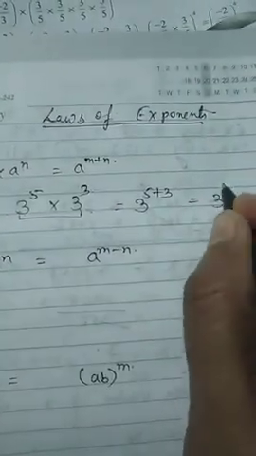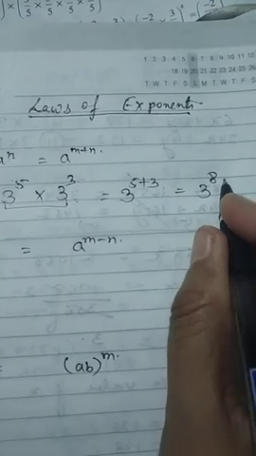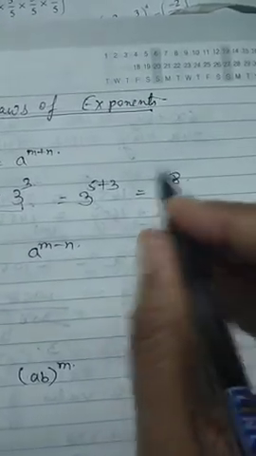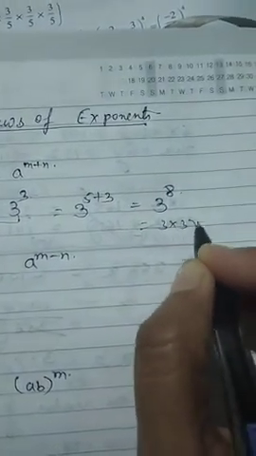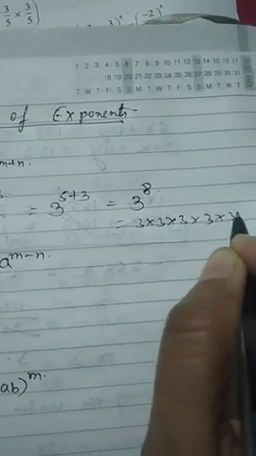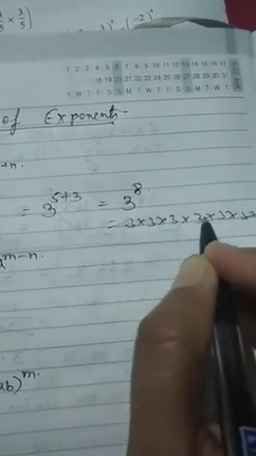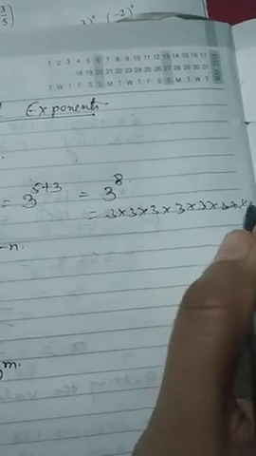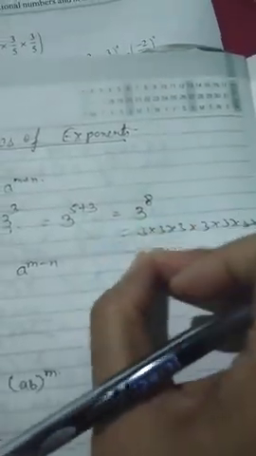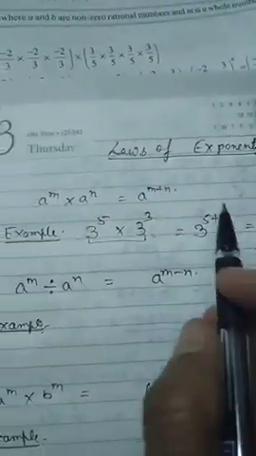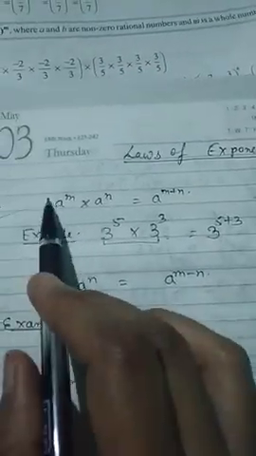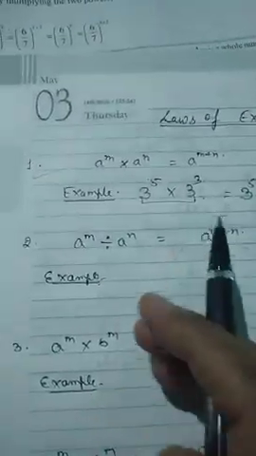That will be equal to what? 3 to the power 5 plus 3, 8. So what will be its value? 3 to the power 8 means 3 into 3 into 3 into 3 into 3 into 3, 1, 2, 3, 4, 5, 6, 7, 8. 8 times you can multiply and find out its value. According to this law, its value we can easily find like this, okay?